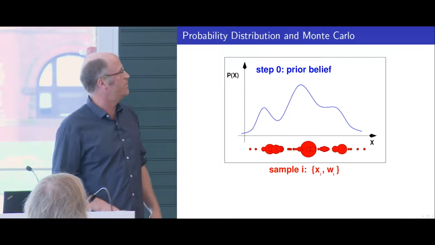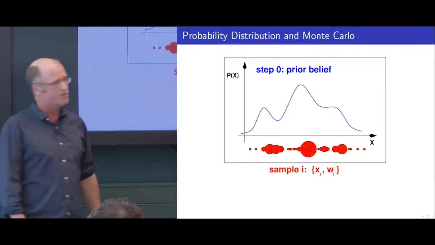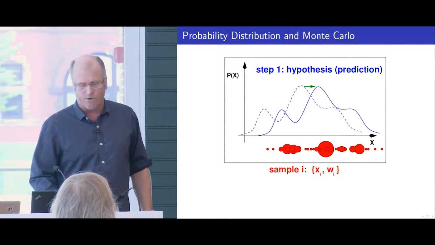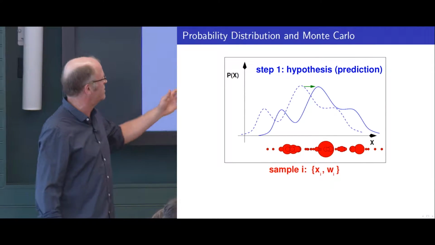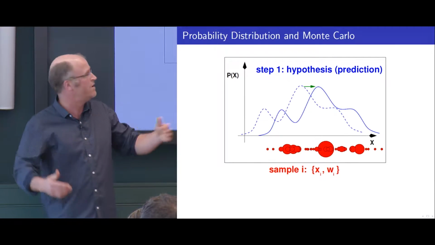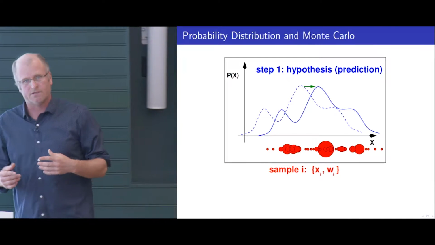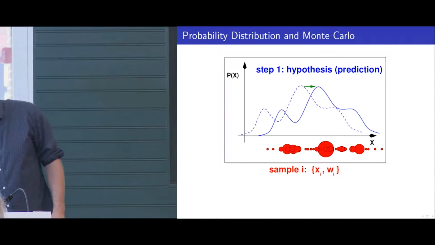OK, so the Bayesian sequential update is done like this: here's our prior distribution, which is a set of samples representing this probability distribution. We make our hypothesis, so we predict what's going to happen in the future. We have some model about the way the world transforms over time. We shift all the samples according to that model, right? This is like moving the molecules in the hydrogen and making them hit one another.